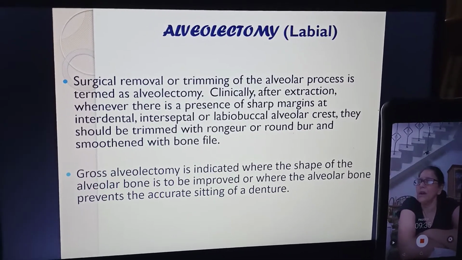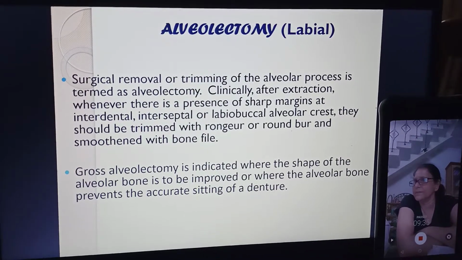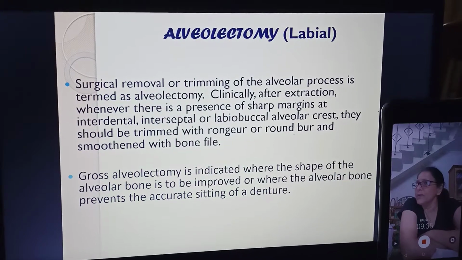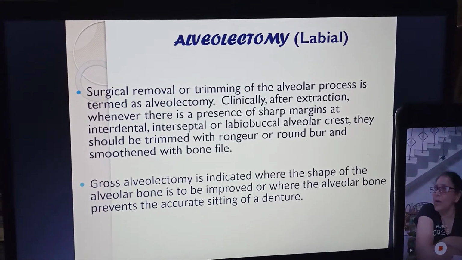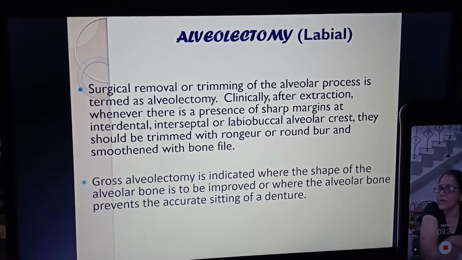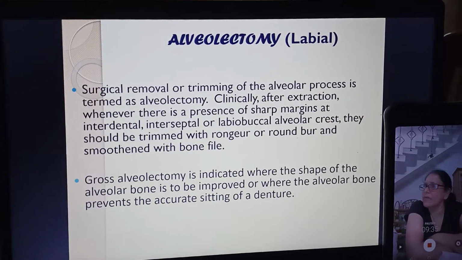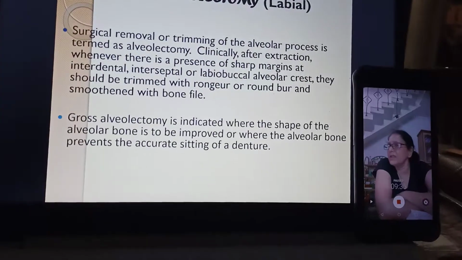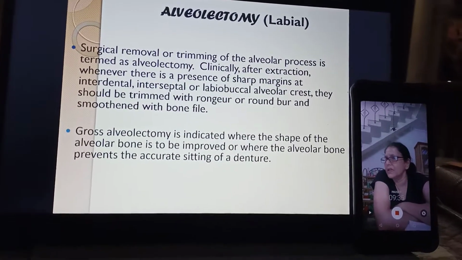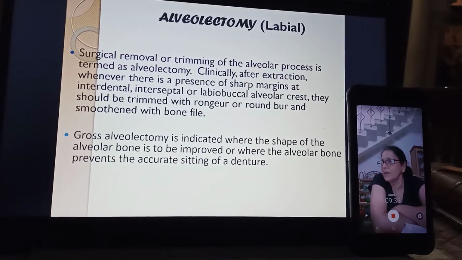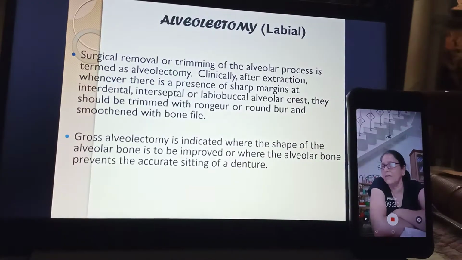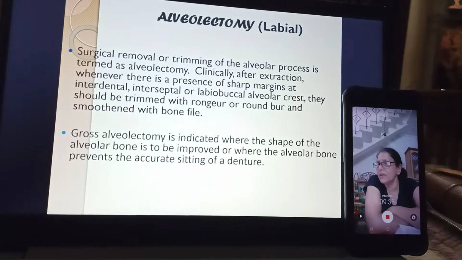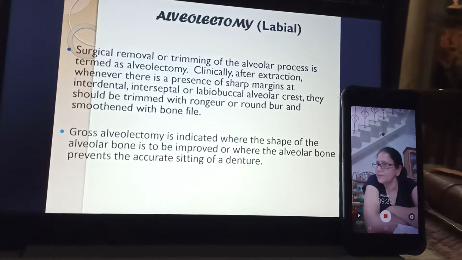Both are done after the extraction of the teeth. So coming to the definition, alveolectomy: the surgical removal or trimming of the alveolar process is termed as alveolectomy. Clinically, after extraction, whenever there is presence of sharp margins at the interdental, interseptal or labiobuccal alveolar crest, they should be trimmed with rongeur or round burr and smoothened with bone file.